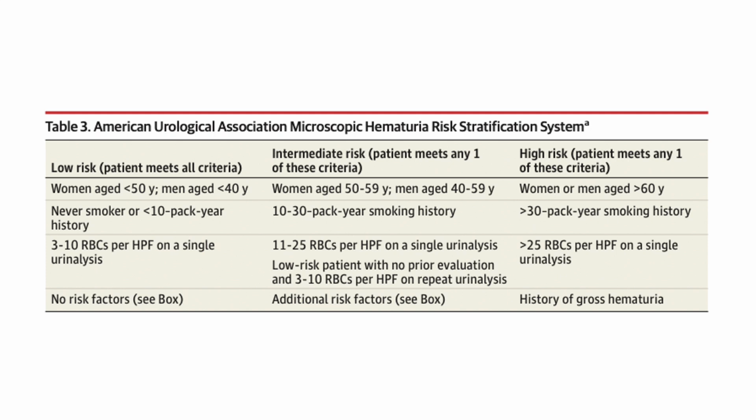And here's another table that shows, for microscopic hematuria, how you're going to risk stratify these patients. Low risk patients are going to be women less than 50, men less than 40, never smokers or not very much smoking, and if they don't have a lot of red blood cells on their analysis, that's going to be your low risk patients. Versus the other side, high risk, if you're over the age of 60, if you have a 30 pack year smoking history, if you have a lot of red blood cells on your urinalysis, or any prior history of gross hematuria, that puts you in the high risk category.